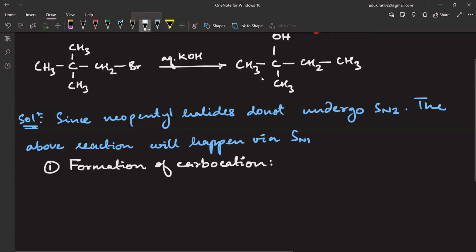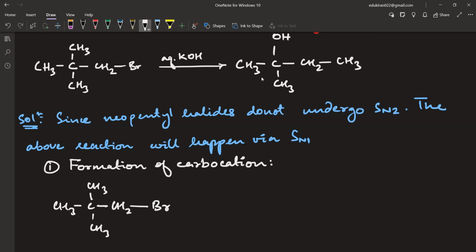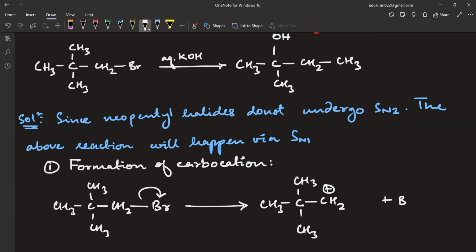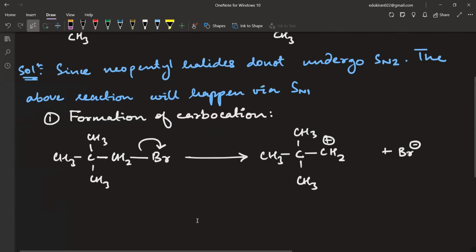Okay, formation of carbocation. So formation of carbocation will be CH3 C CH3 CH3 CH2 Br. Now this Br will break the bond and it will take the electrons also with itself. CH3, carbon, CH3, CH3, and there will be CH2 positive, and Br negative.